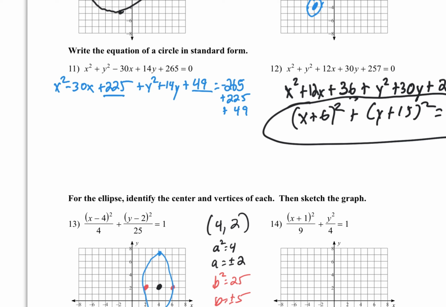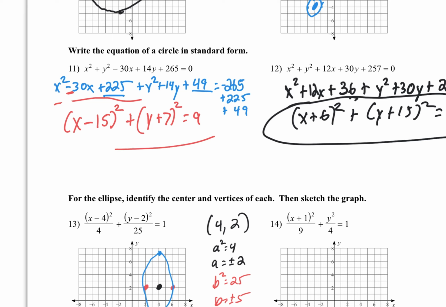So now we're going to factor this. Remember, when you factor, your variable is your variable. Minus, because it's minus 30, half of negative 30 is 15. So it's x minus 15 squared. Plus, we've got our variable y. Half of positive 14 is positive 7. So that's our square. Equals 9.